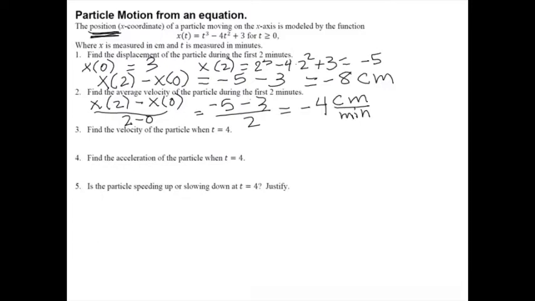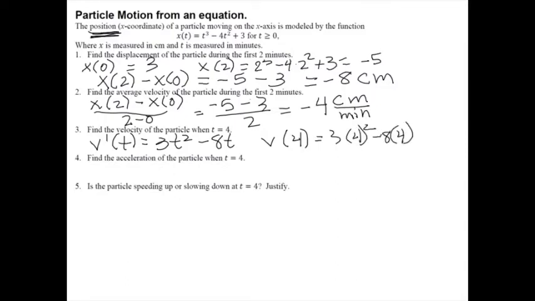Now the velocity is easy. That's just the first derivative. So v prime is 3t squared minus 8t. And we'll plug in 4. I calculated that already to save us some time. We get 16 centimeters per minute at time equals 4 minutes.